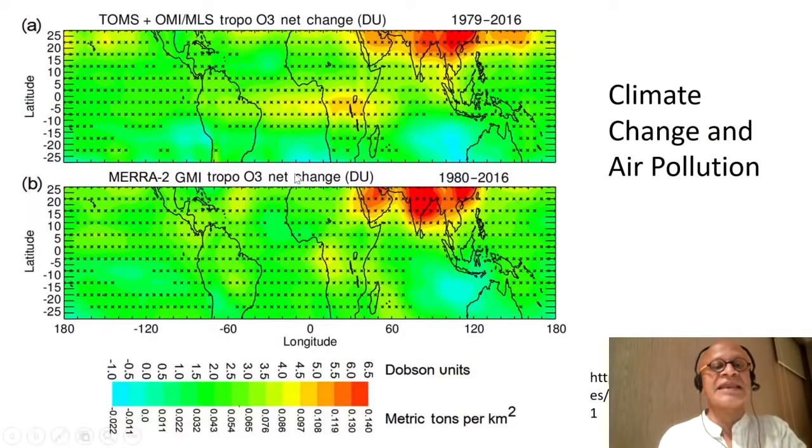Here is some satellite data mixed with transport models, source-sink models, looking at ozone changes over 1979 to 2006 here in one product, and in another product from 1980 to 2016. But you can see the message. There are hotspots here over India and China in both cases. And of course there is lots of biomass burning in these regions, and you can see these in Dobson units or metric tons per kilometer squared.